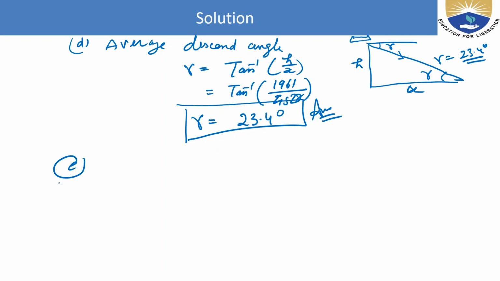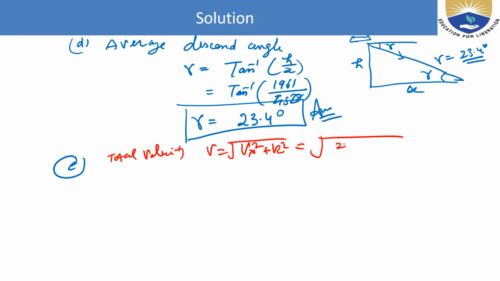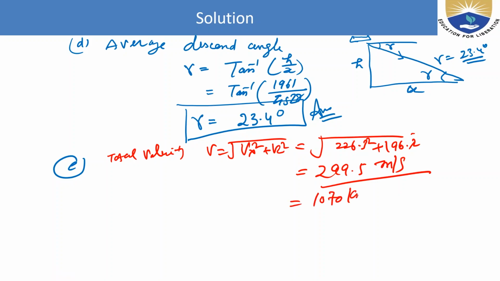Now next is the total velocity. So total velocity V is equal to under root Vx square plus Vz square, under root 226.3 square plus 196.1 square. So we will get here 299.5 meter per second or 1070 kilometers per hour. So this is the answer for the last problem.